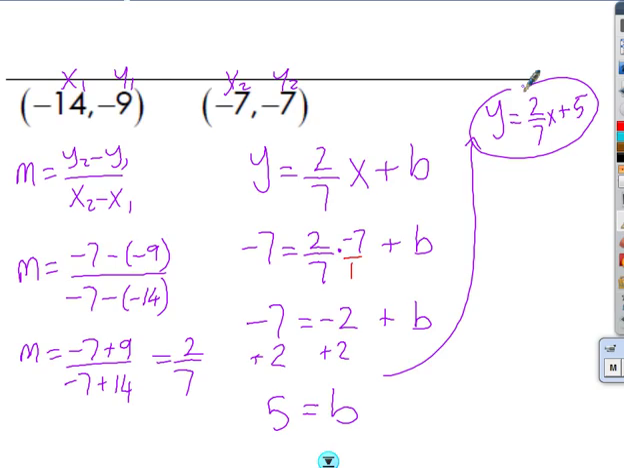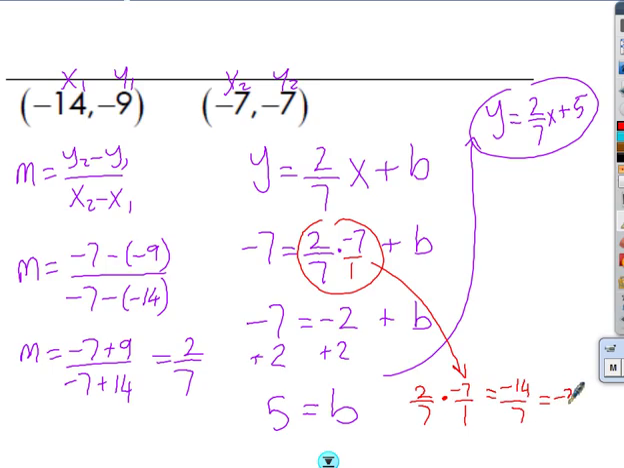Just to clarify what has happened here, we did 2 over 7 times negative 7 over 1, which is equal to negative 14 over 7, which is equal to negative 2. Right here.